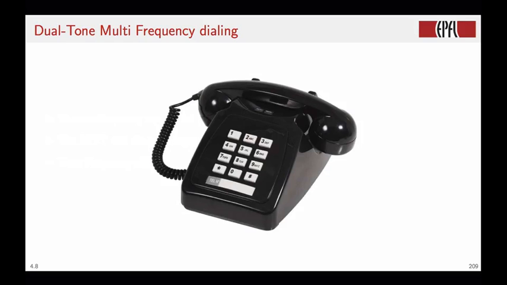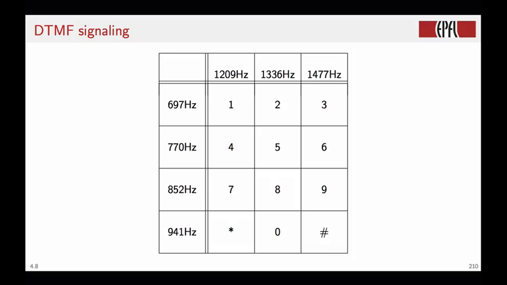Let's start with a very concrete example, and let's talk about dual-tone multi-frequency dialing, or DTMF for short. This is the way analog telephones work. Whenever you press a button here in the dial pad, you generate a sound which is composed of two sinusoids. The frequencies associated to the sinusoids are given by this matrix here. So here is the keypad of your telephone, the digits 0 to 9, plus the pound and the star signs.